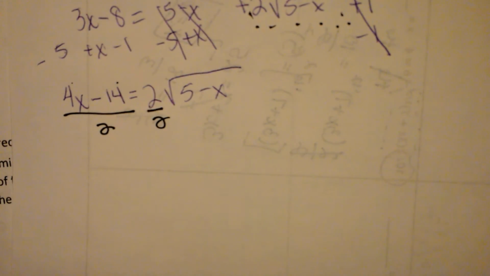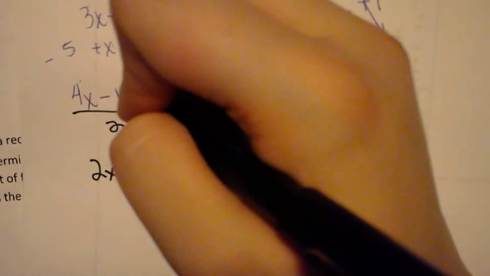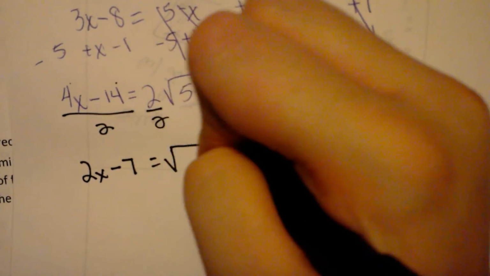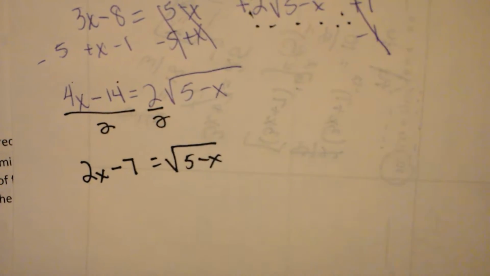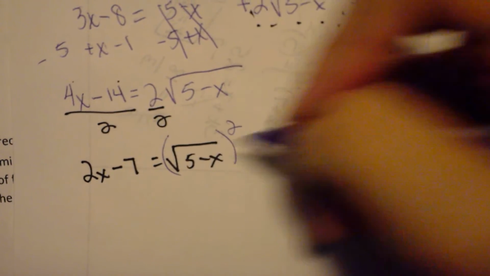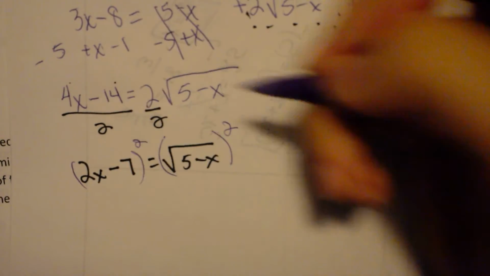Since 2 goes into 4 and 14, I'm going to divide by 2. So 4 divided by 2 is 2, 14 divided by 2 is 7. And I'm almost done now. Square, square. The right side becomes 5 minus x.